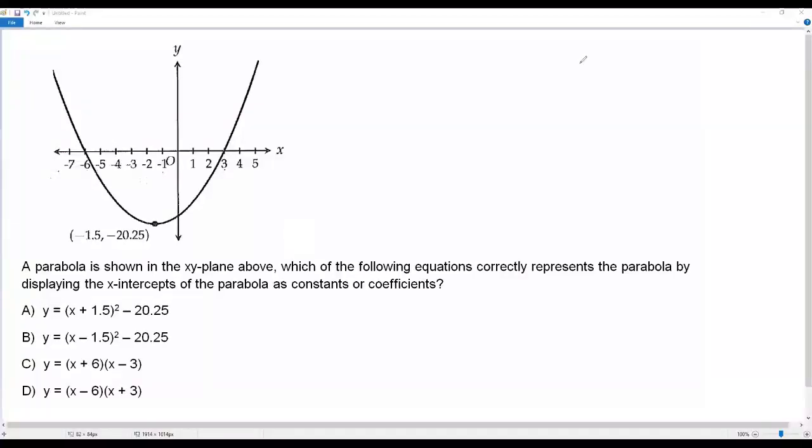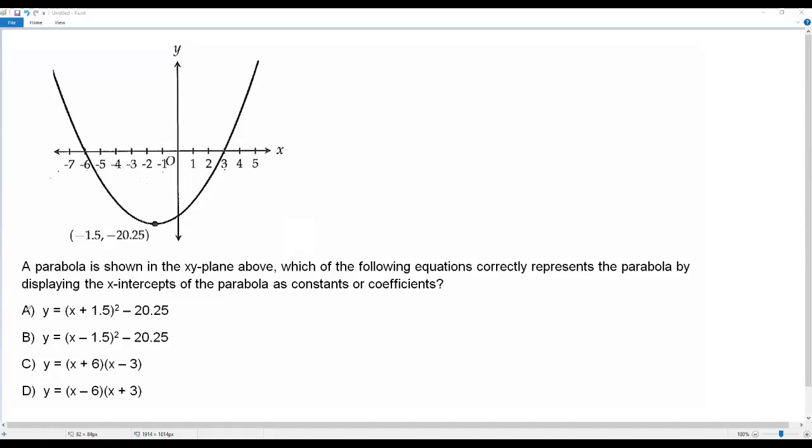Here we have a SAT math question. Okay, let's go to the information. There is a graph given over here, and here we have a parabola on the xy plane. A parabola is shown in the xy plane above. Which of the following equations correctly represents the parabola by displaying the x-intercepts of the parabola as constants or coefficients?